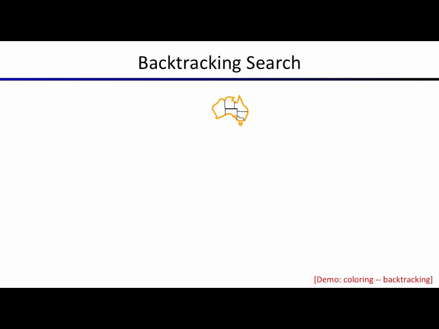Who can tell me what backtracking search adds on top of depth first search? There were two ideas that backtracking search added on top of just running depth first search on this problem. Who remembers that?